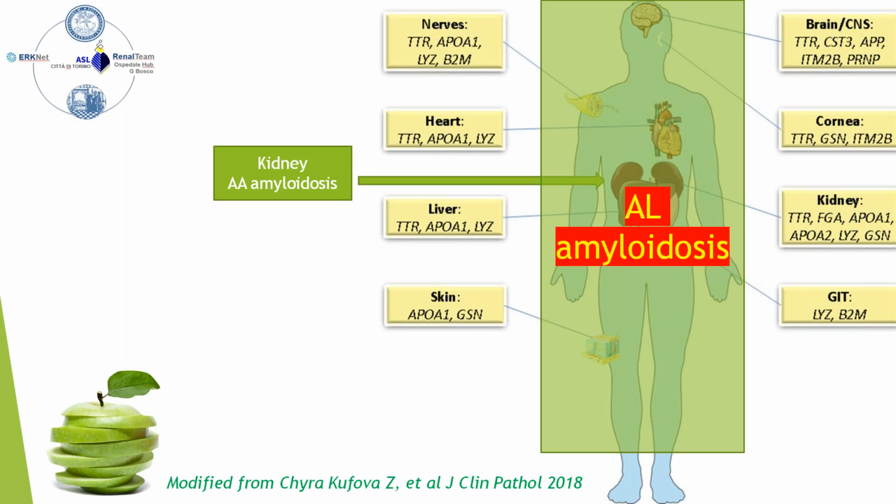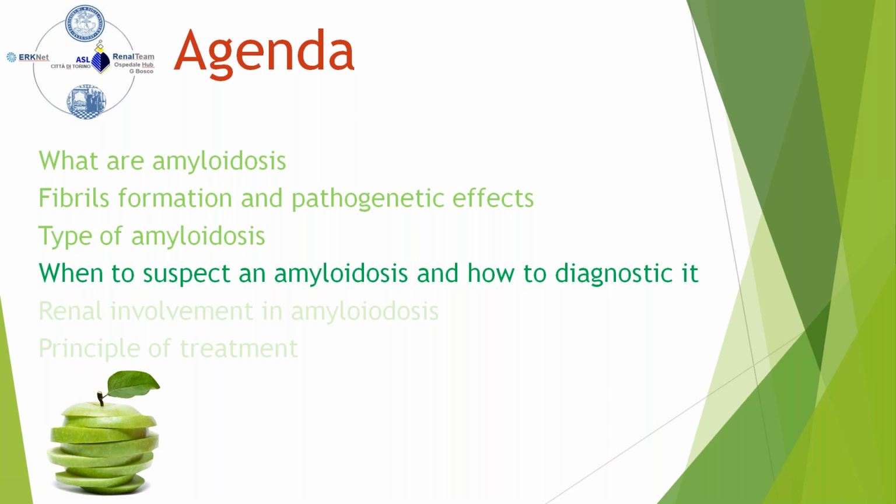And finally, the AL form involves every organ and apparatus, but the leading cause of death in patients affected by this form of amyloidosis is the involvement of the heart, followed by the kidney, as we will see later during the presentation.